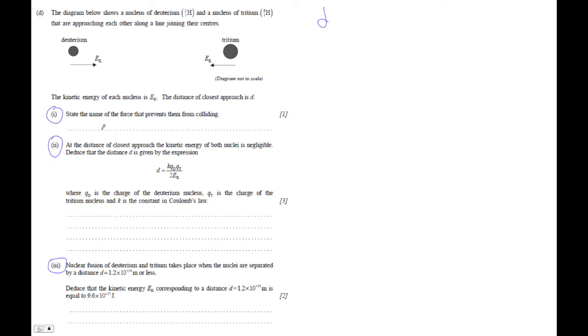Let's do all of D here. So state the name of the force that prevents them from colliding. These guys are heading toward each other, right? Well, I'll tell you what, this is positively charged and that's positively charged. So what's the name of that force? What's the name of that force?